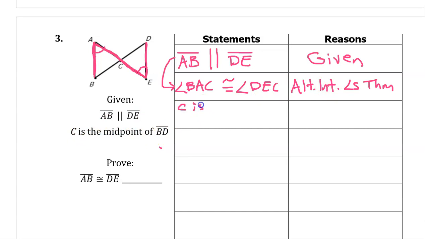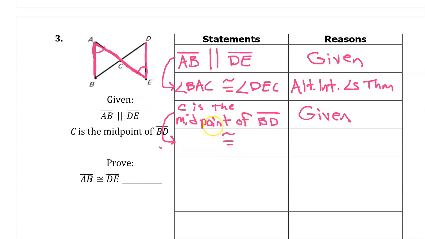So C is the midpoint of segment BD. So that's given. Again, this is not a congruent statement. So the very next thing I'm going to do is turn this into a congruent statement as fast as I possibly can. Well, it says C is the midpoint of segment BD.